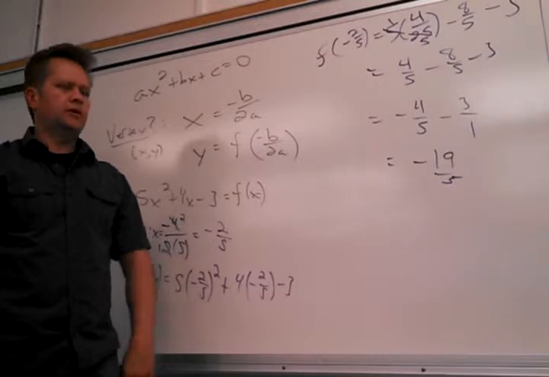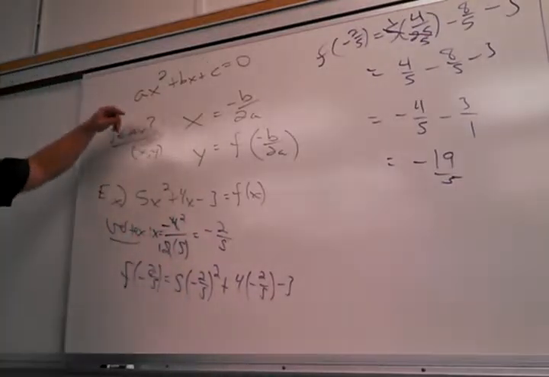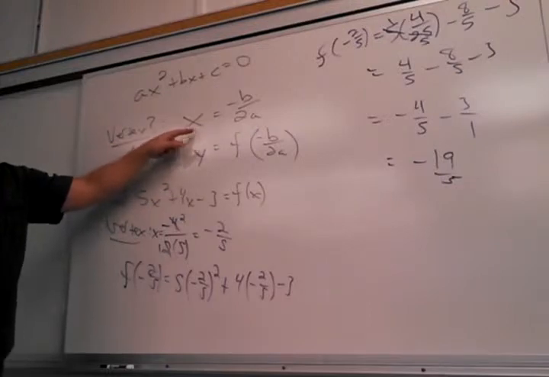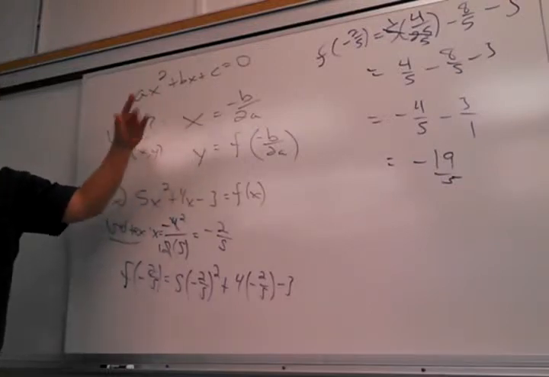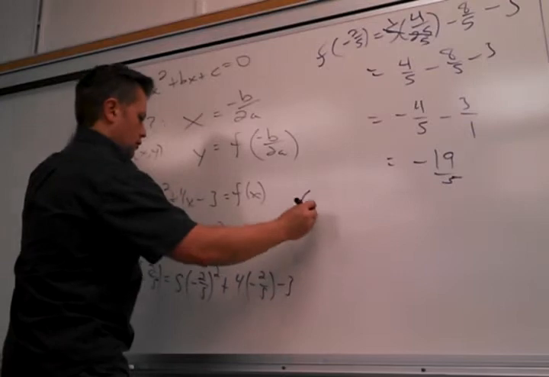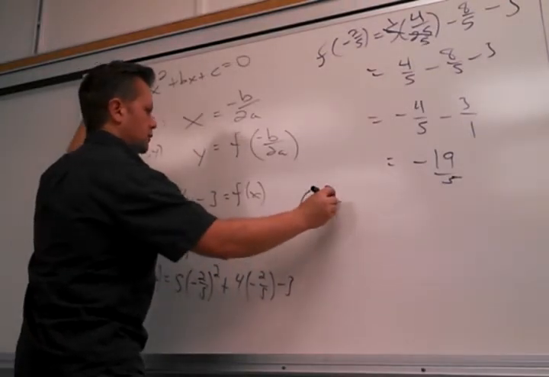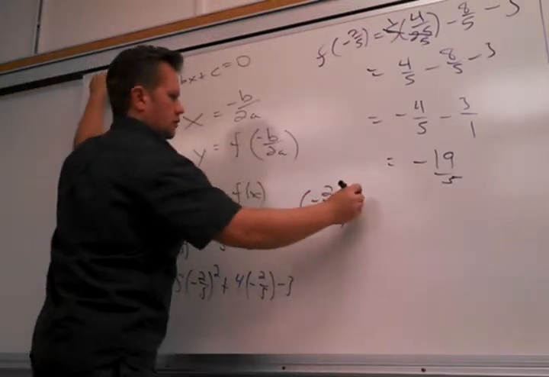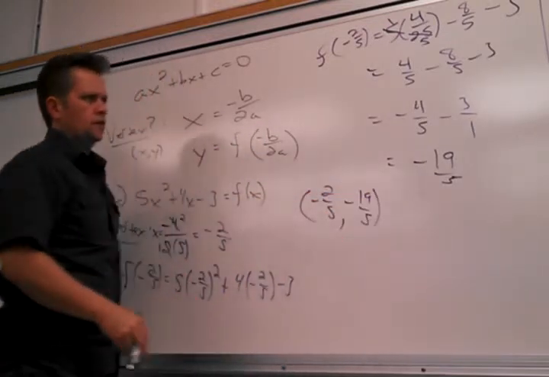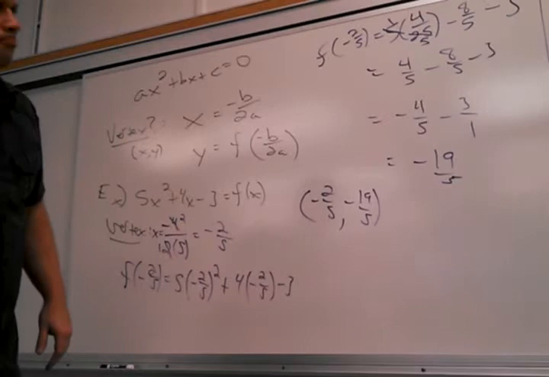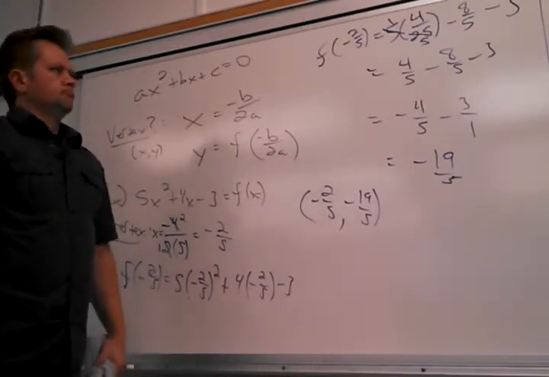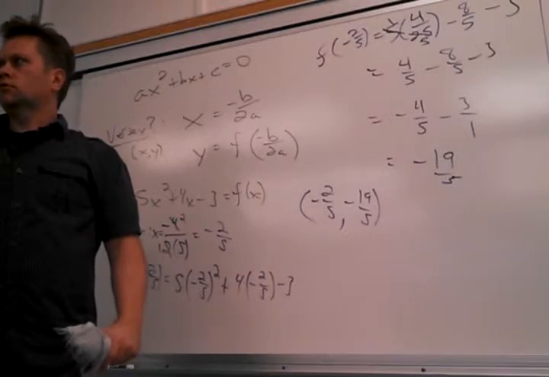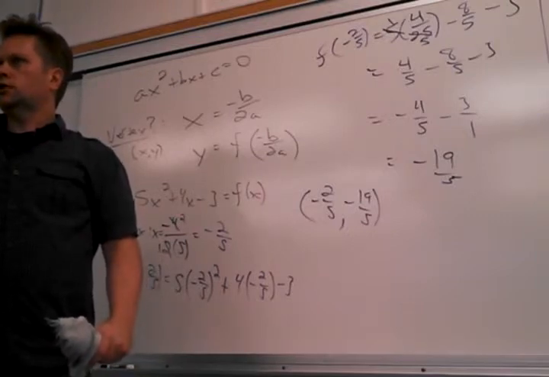It's got me concerned, but I'm not going to think too much about it. So the process is do this first to get the x piece, and then you plug it in to get the y piece. So my vertex here would be negative 2/5, that's the x piece. Negative 2/5 is the x piece. And the y piece, negative 19/5. Okay, cool. How we doing? Not too bad, right?